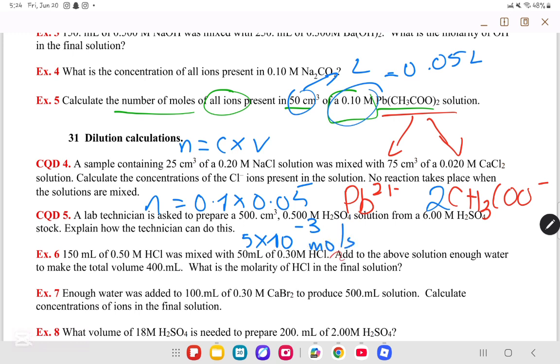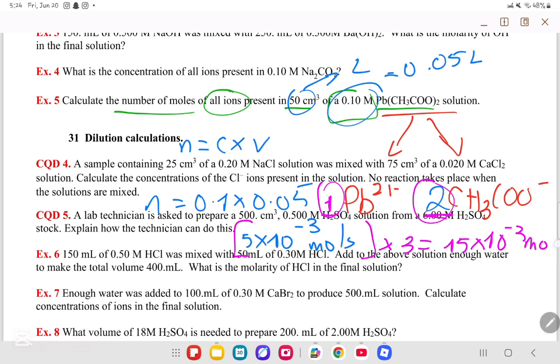But how many ions do we have? In reality, we have 1, 2, and 3. So 2 plus 1, that's 3. So you're going to take the number of moles and multiply it by 3 to get 15 times 10 to the power of minus 3 moles.